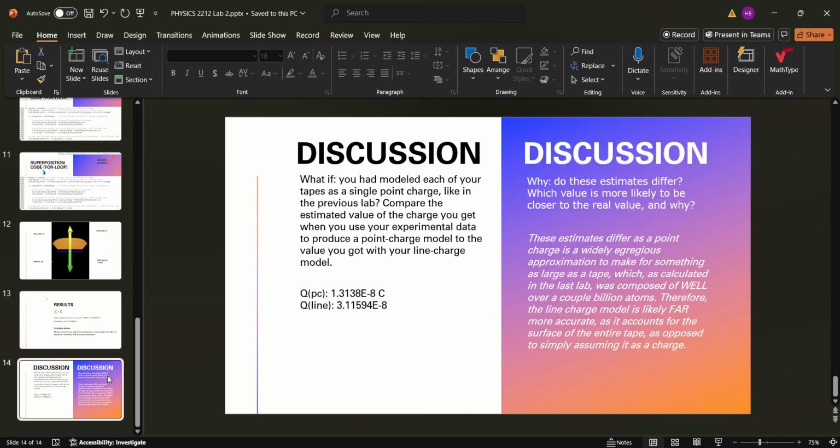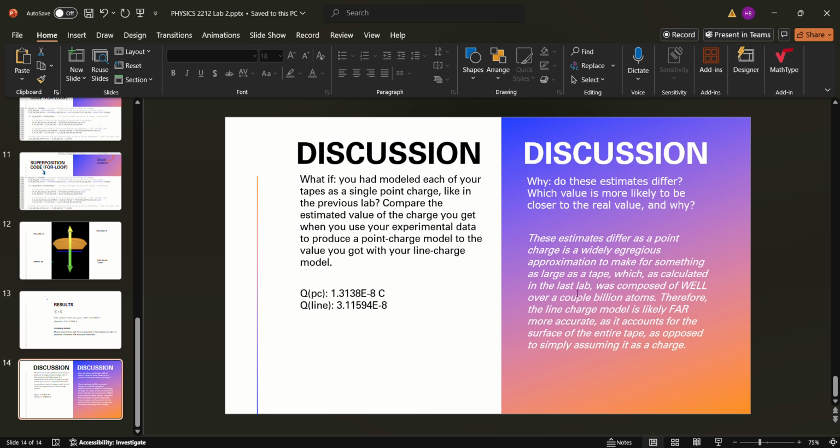Let's get into these discussion questions. So what if we had modeled our tapes as a single point charge, like in the previous lab? Well, let's just compare our charges then. We have 1.3138 e to the negative 8 and 3.11594 e to the negative 8. So I guess the next question is, well, why are these different, right? Well, which value is closer to the real value?